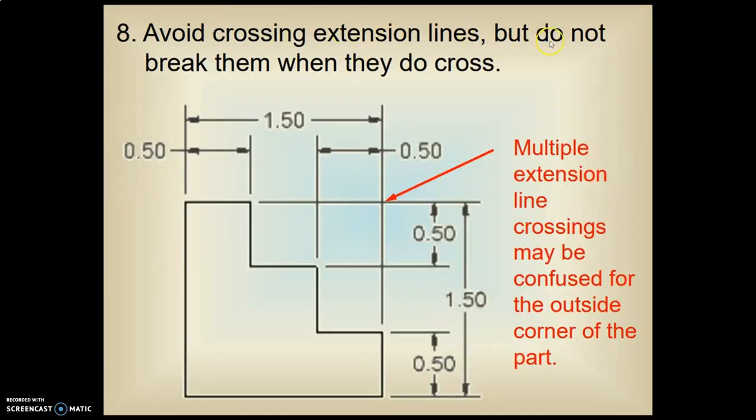Avoid crossing extension lines, but do not break them when they do cross. Here these extension lines all cross each other. That's okay. We're stuck with that. We can't do anything. Do not break those. The CAD even has a way that it will automatically break those for us, but we don't want to break those. If we don't break them, it becomes very obvious that they are not visible object lines.